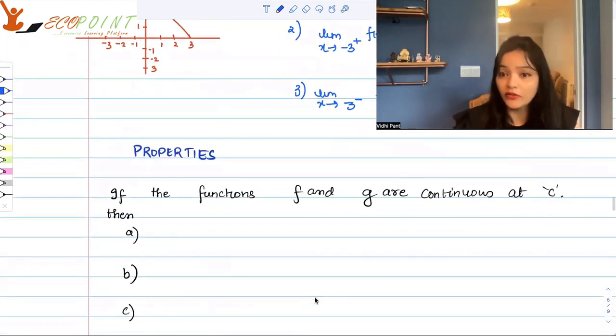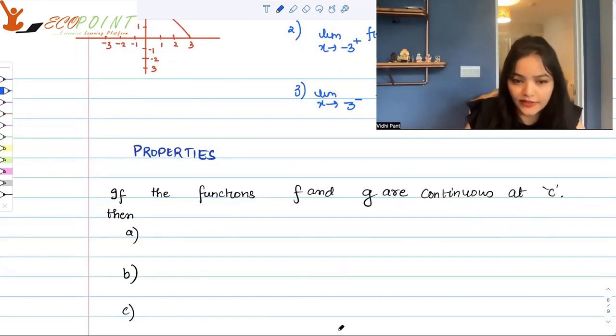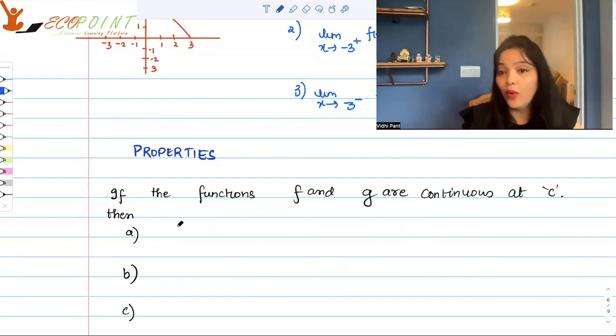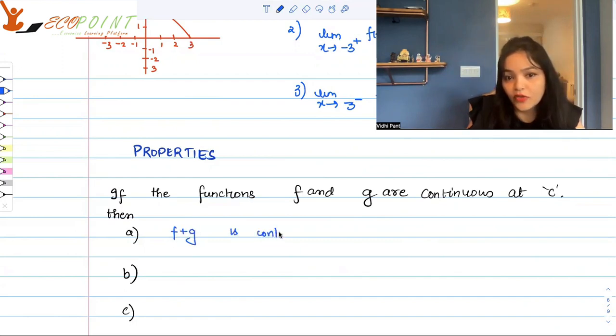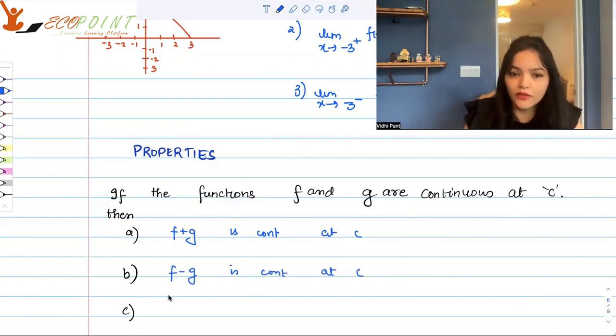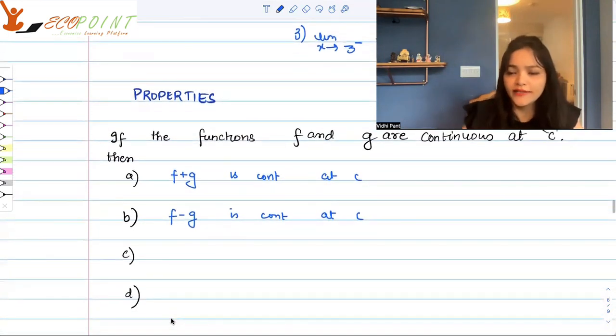Next, let's talk about the general properties that you must always keep in mind when two functions are continuous at a particular point c. What all consequences do we have from that? Number one, the sum of two continuous functions will always be continuous. So if f and g are continuous, then f plus g is continuous for sure at c. The difference is also continuous. See, continuity simply means that there is no break. So if there is no break in f and g, you add and subtract, you will never get a break.